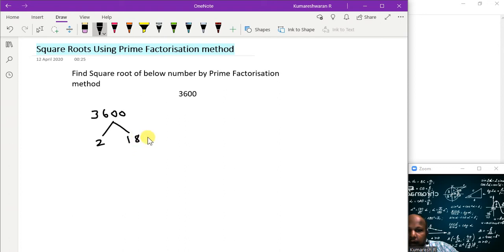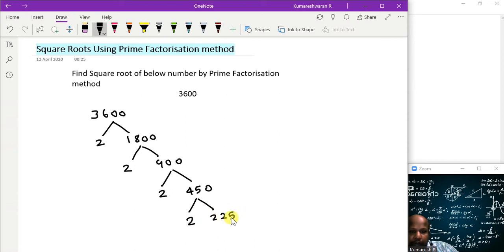We can divide this by 2 and we get 1800. Again we can divide it by the prime factor 2, so we get 900. Again we can divide this by 2, so we get 450. Still we can divide by 2, so it's going to be 225. Okay, now we cannot divide by 2, so I think we can divide by 5.